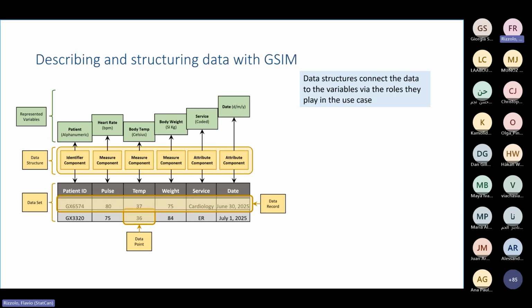Service and date are attribute components that provide context for the observations. So in this case, it's the date and who took it, like the service or the place where they were taken.